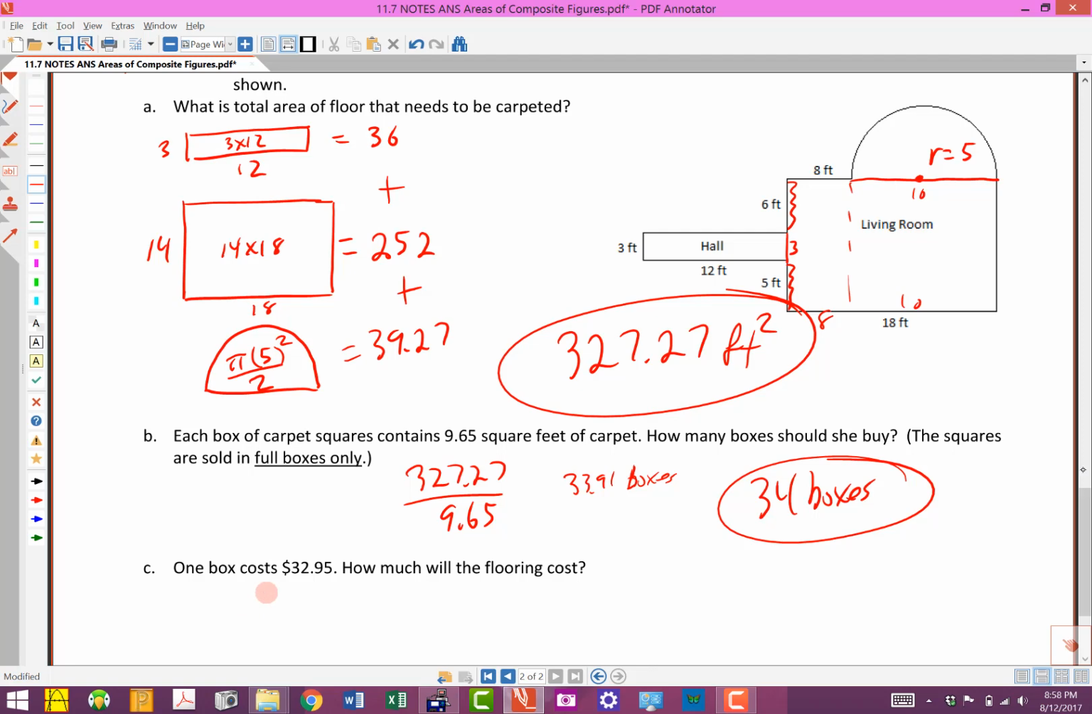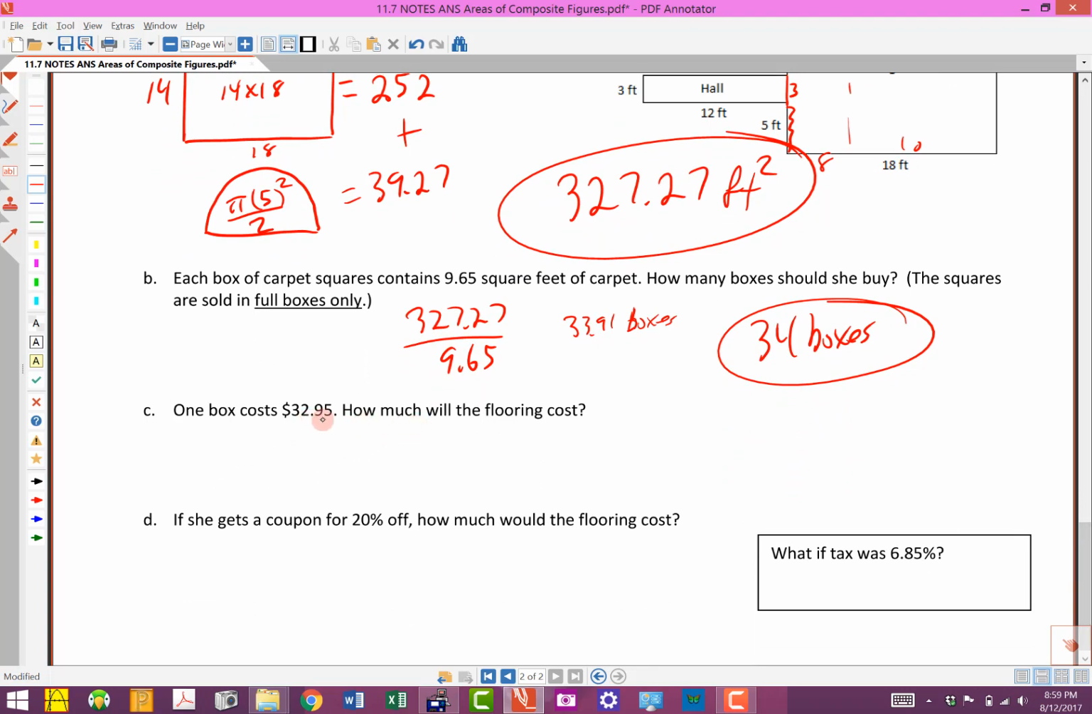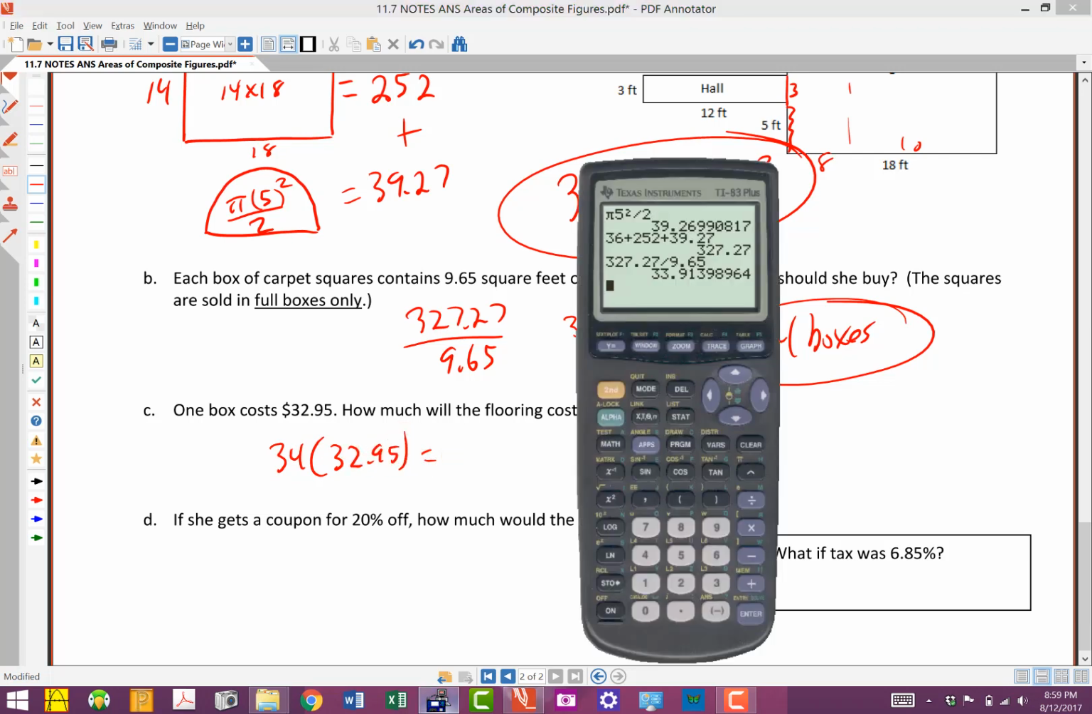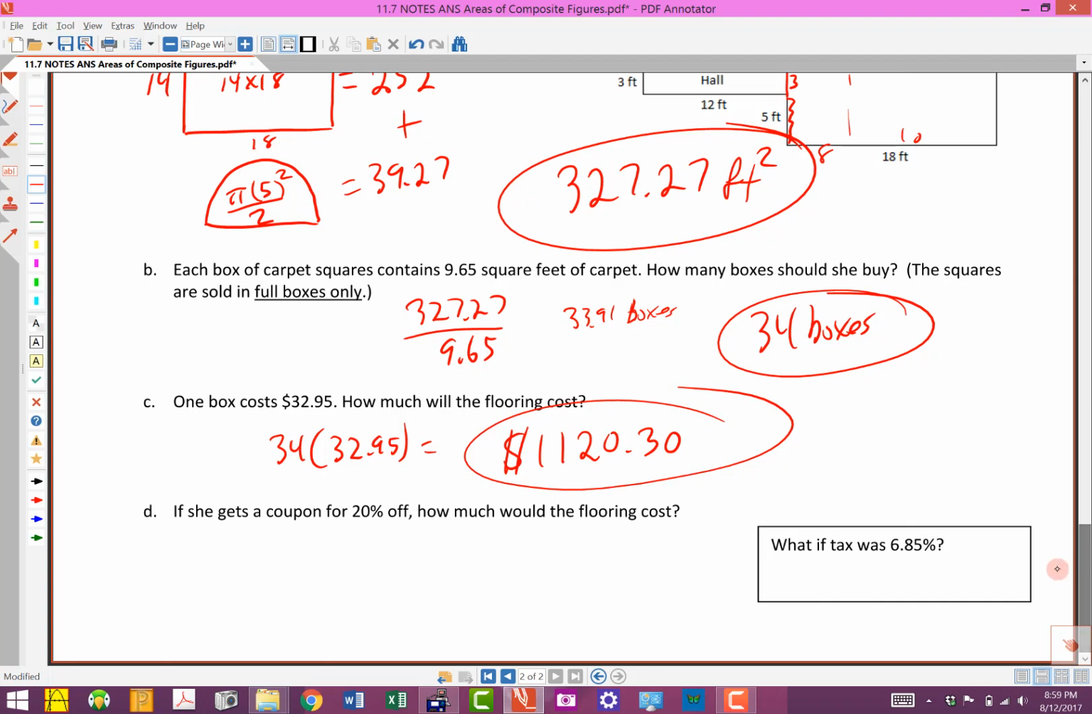One box costs $32.95. How much will the flooring cost? So one box is $32.95. So 34 boxes, and each one of them is $32.95. We're going to throw that in the calculator. 34 times 32.95. And we end up with, holy cow, 1,120.3. Now that's a price, so that's going to be dollars, and let's make sure we put that on the end there. Okay, we're nearing the end of this long problem, but really good problem.